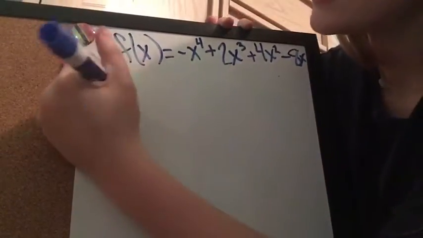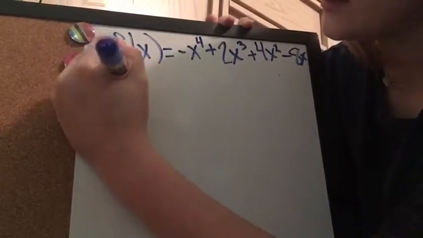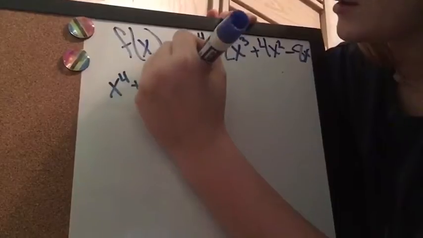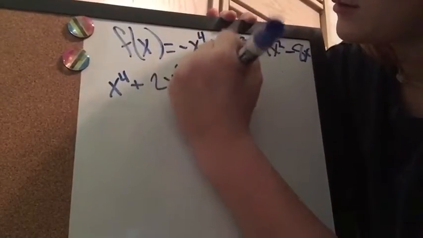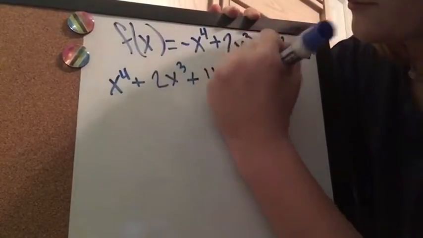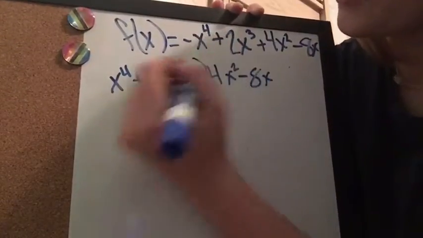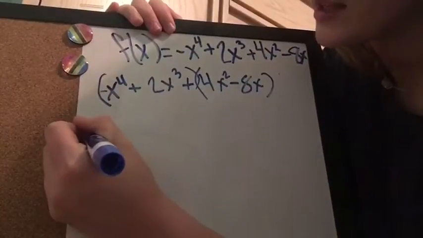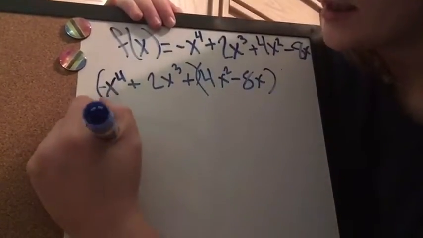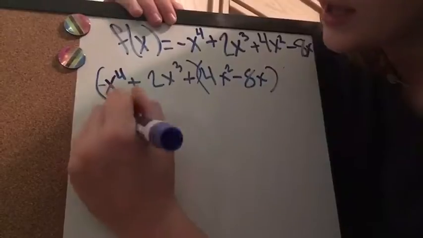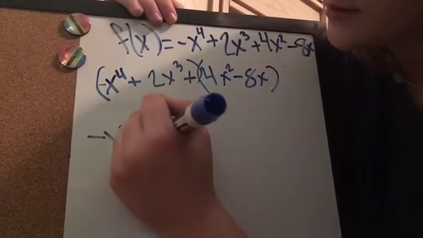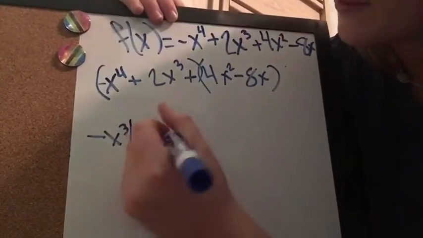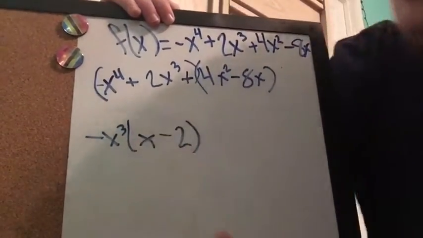So for this one, I'm going to rewrite it down here so that I have more room. And then you're just going to group them together, first two terms and the last two terms. Negative x to the third. And that leaves you with x minus 2 in the parentheses.